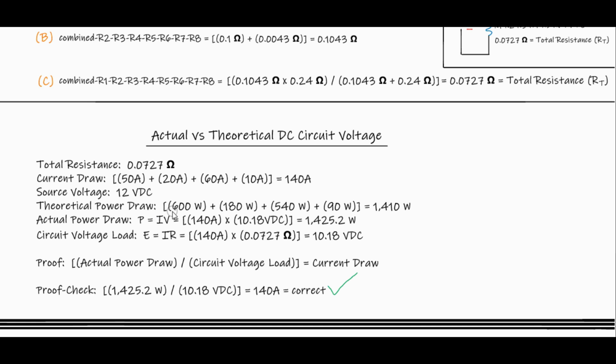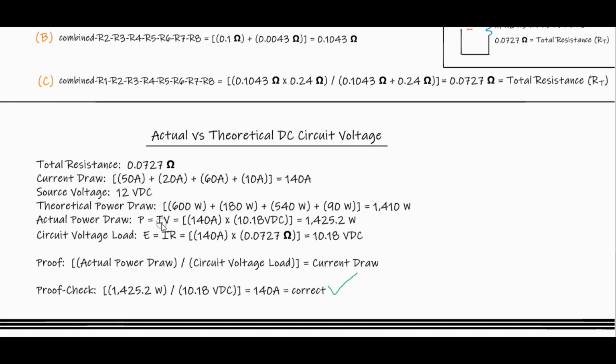Theoretical power draw would be the 50 amps times 12 volts, 600 watts, plus 20 amps times 9 volts, 180 watts, plus 60 amps times 9 volts, 540 watts, plus 10 amps times 9 volts, 90 watts. So we have 1410 watts theoretical power draw. Now the actual power draw should be very close to the theoretical power draw. The actual power draw gives us the upper hand for overcoming close tolerance circuit specifications.